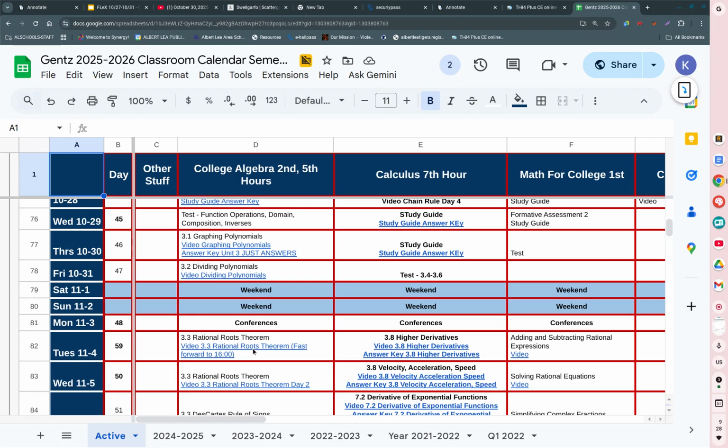Looks like the answer keys are up. It says conferences on Monday this next week. That was from last year. Conferences are a week from Monday. We do not have school a week from Monday. Get a 3-day weekend.